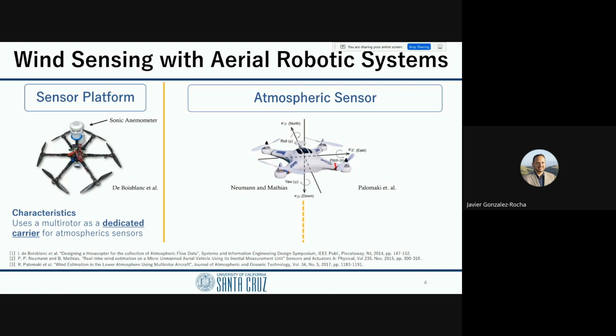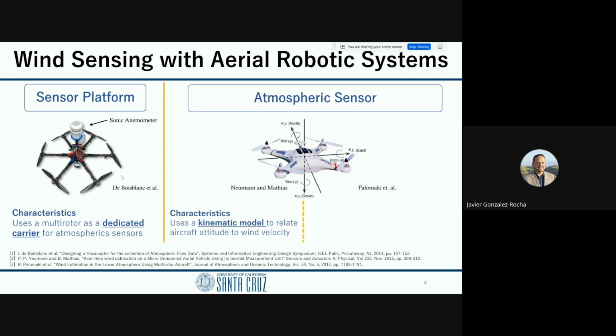Now there are some drawbacks with this approach. One of them is that you have to bear the payload of the sensor, you have to power the sensor, and you also have to account for the motion of the aircraft as it is flying. And you also need to account for the wind field corruption that the propellers might be contributing to.